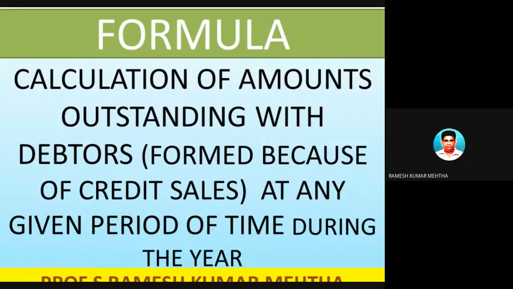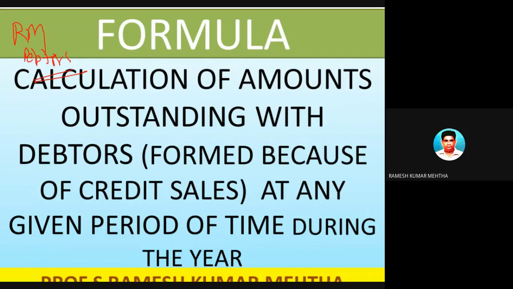Next one. Now let's talk about the formula. After raw material, we have now calculated the formula for raw material. Now we are going to find out the formula for debtors, because this is also a current asset.